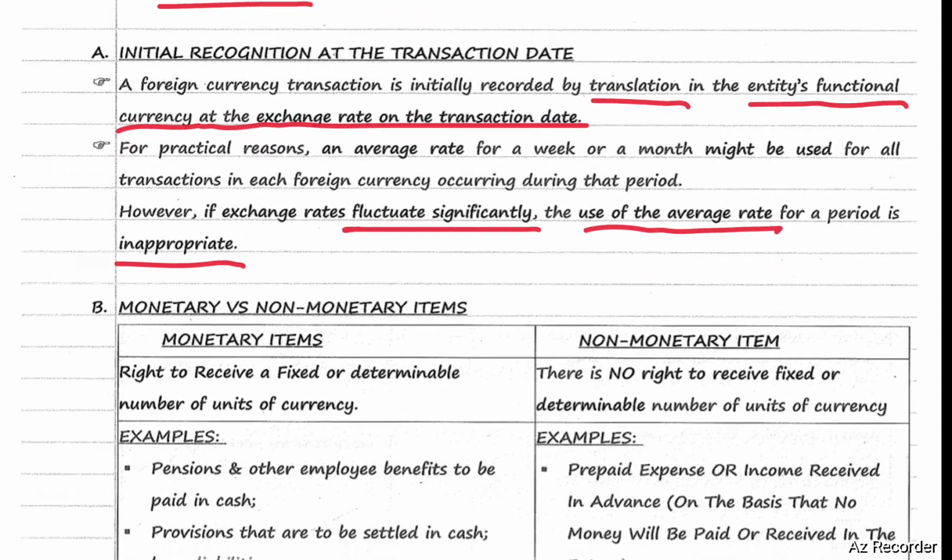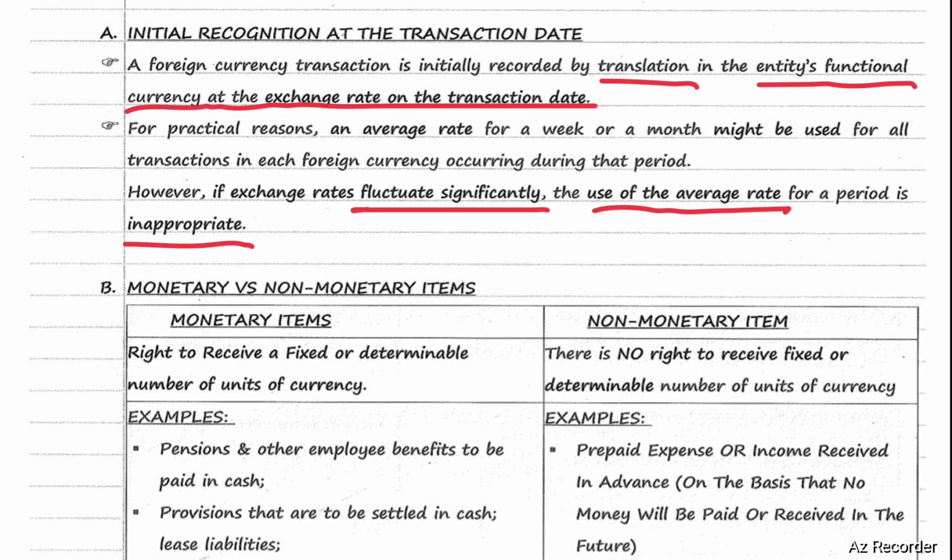Initial recognition at the transaction date. A foreign currency transaction is initially recorded by translation into the entity's functional currency at the exchange rate on the transaction date. For practical reasons, an average rate for a week or a month might be used for all transactions in each foreign currency occurring during the period. However, if exchange rates fluctuate significantly, the use of an average rate for a period is inappropriate.